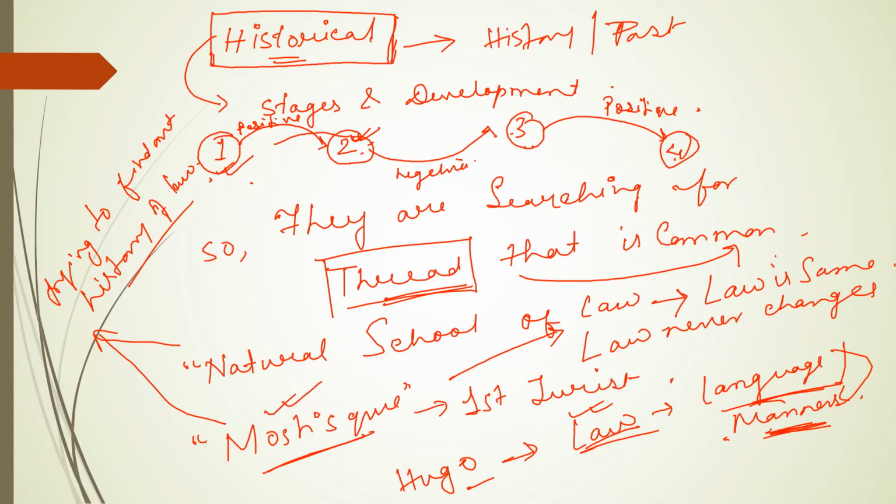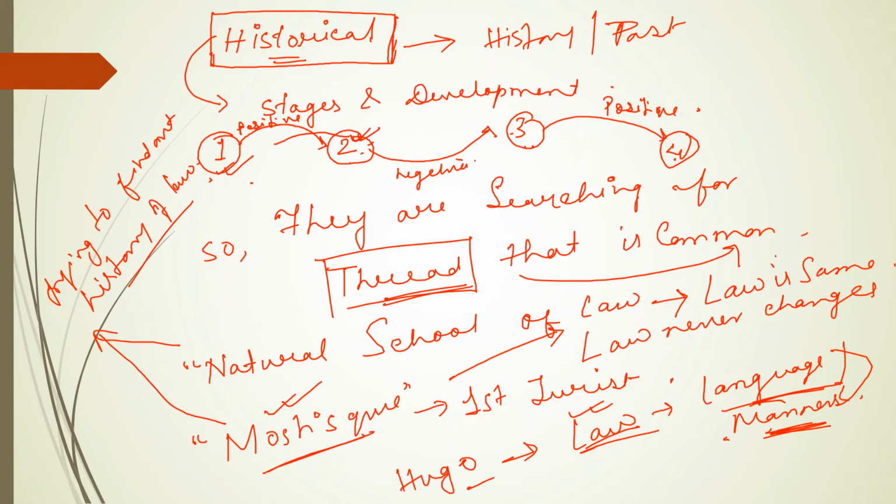Okay, there is one first jurist, that is Montesquieu, who we will call the first jurist, and he only said under the natural school of law that law is the same and law never changes. Got it? But Hugo is there. Hugo is also a jurist. He also said something different.